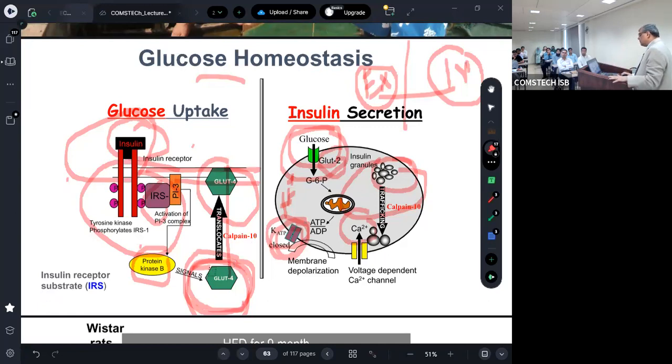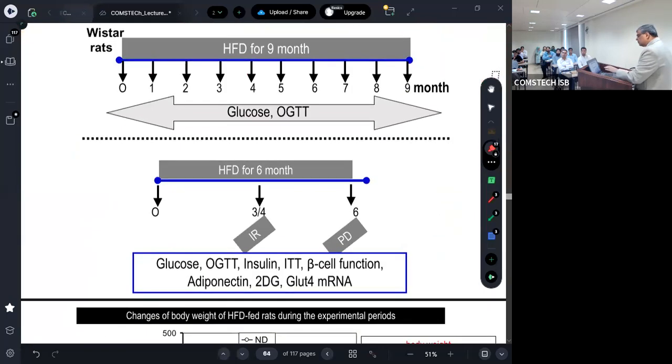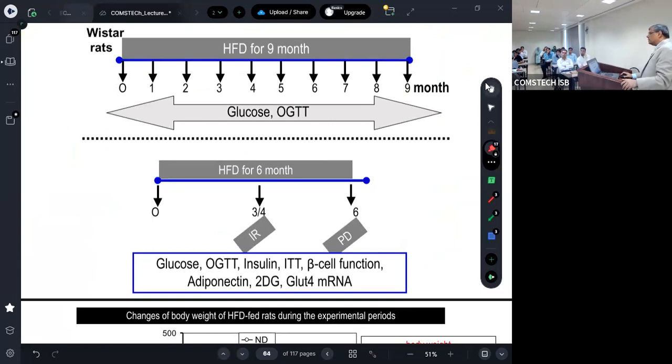So the problem may be here, here, here and here. Okay, let's see now what we did in the Wistar rat. What we did was make the pre-diabetes model. We took Wistar rats and gave them a high-fat diet for 9 months. Okay, this is the data for 9 months: 1 month, 2 months, 3 months, up to 9 months. But we checked every week.